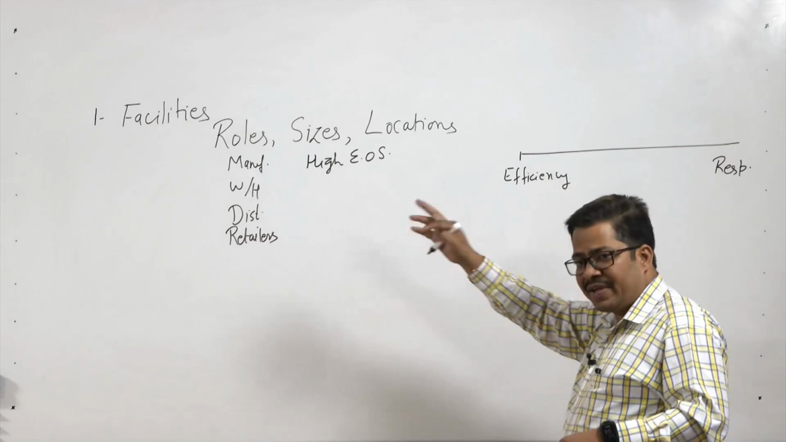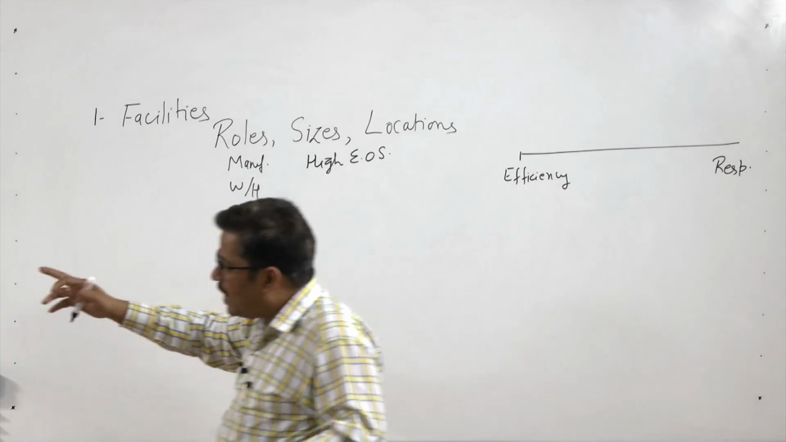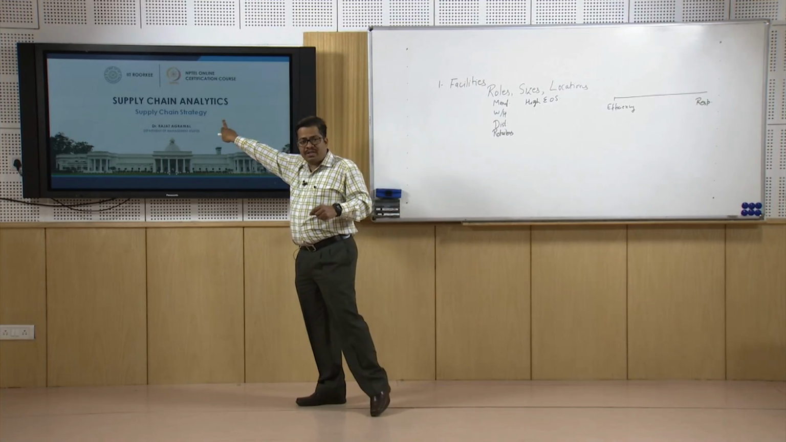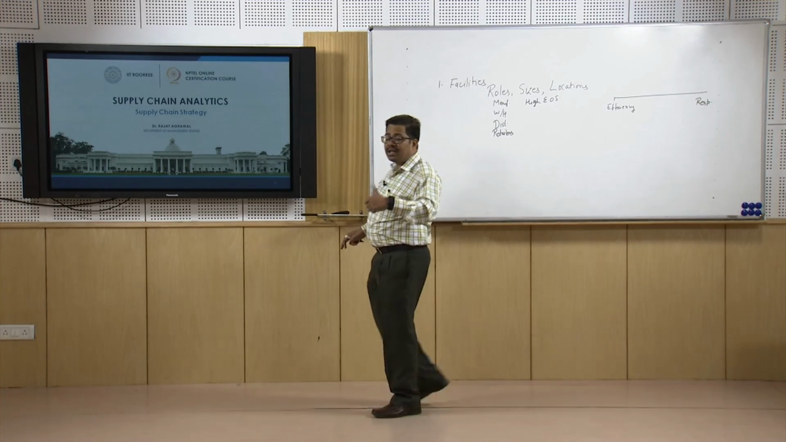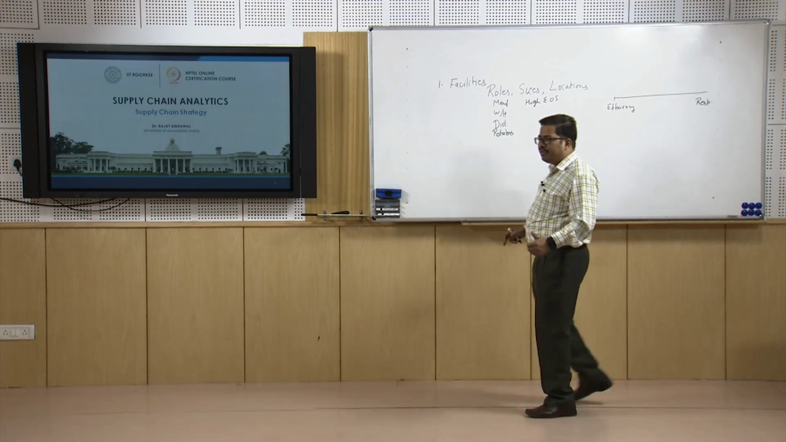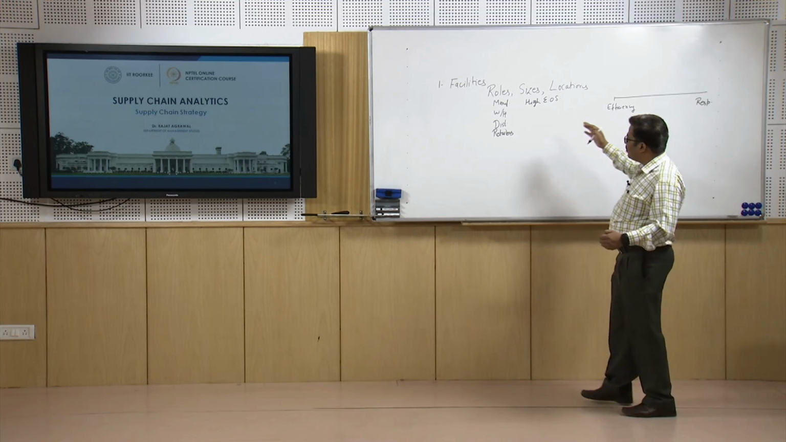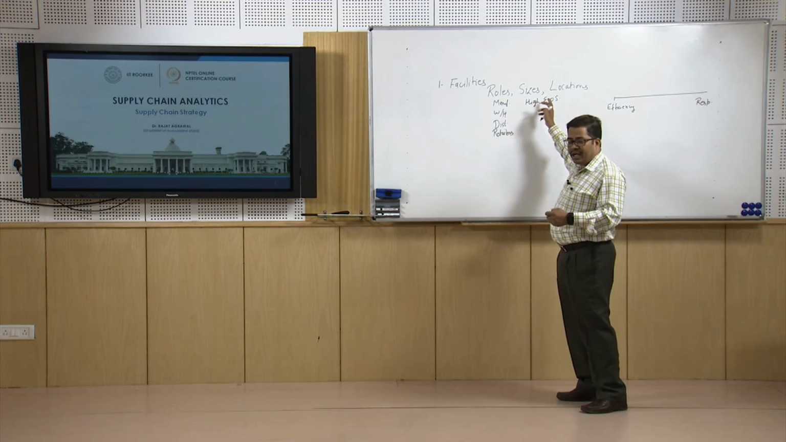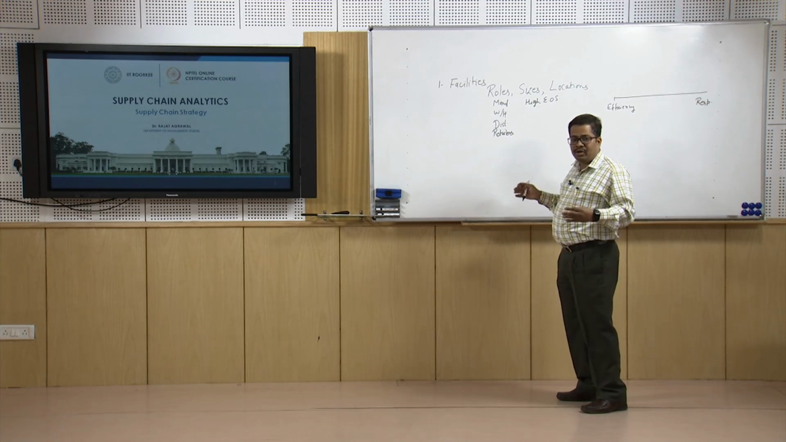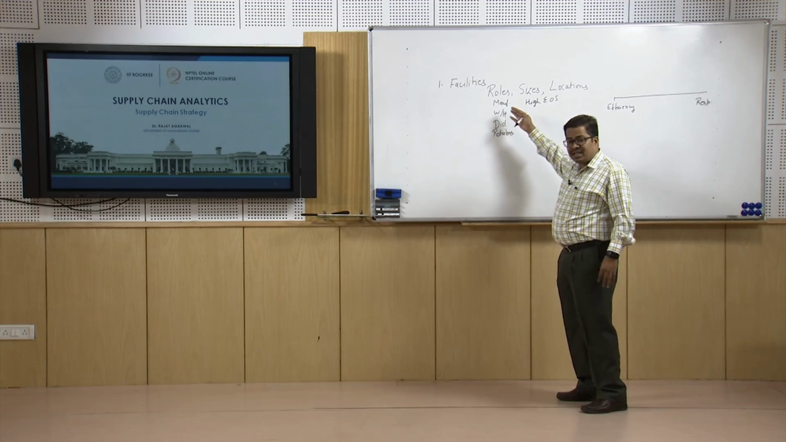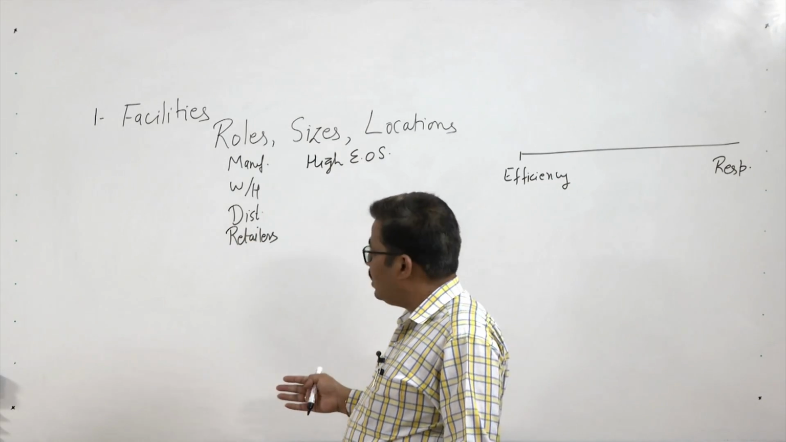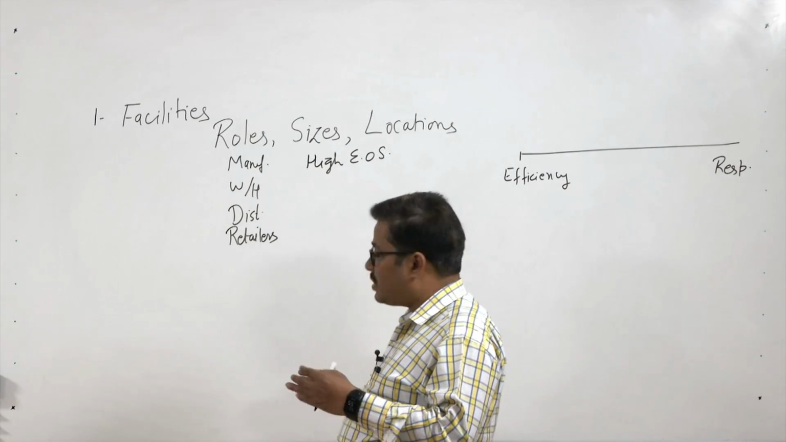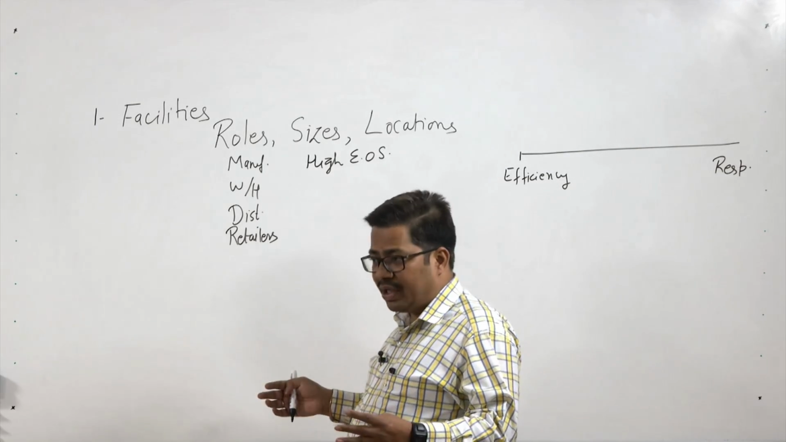So, facilities can help us in deciding the type of supply chain strategy you want to have, the type of capabilities you want to have in your supply chain. This is about manufacturing, and high or low economy of scale. The same applies for the warehouses, the distributors, and the retailers.